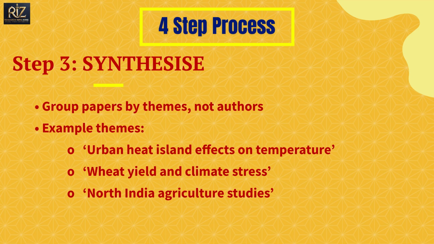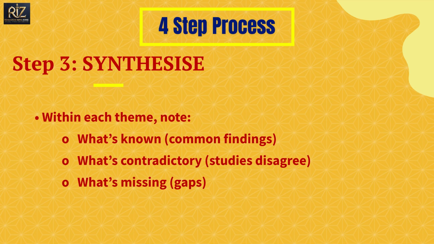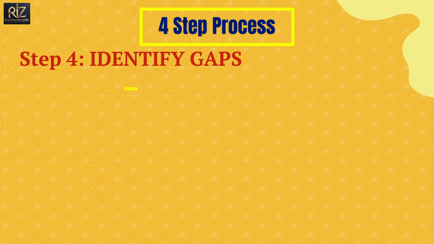Step 3. Synthesize. Group papers by themes, not authors. Example of themes such as urban heat island effects on temperature, wheat yield and climate stress, North India agriculture studies. Within each theme, note what's known or common findings. What's contradictory where studies disagree. What's missing revealing gaps.